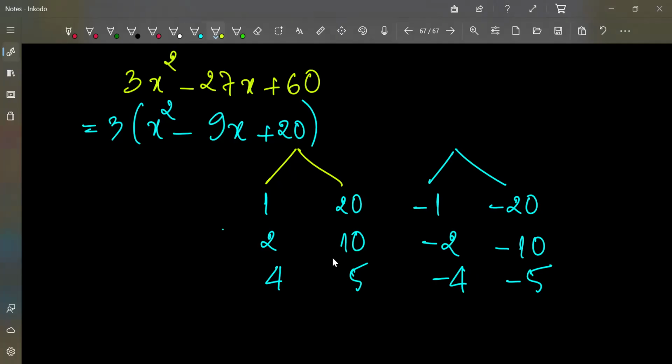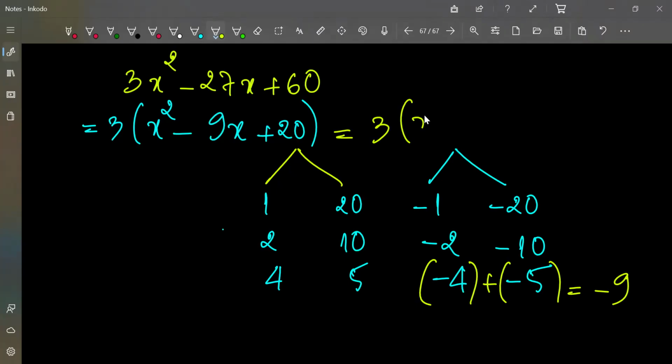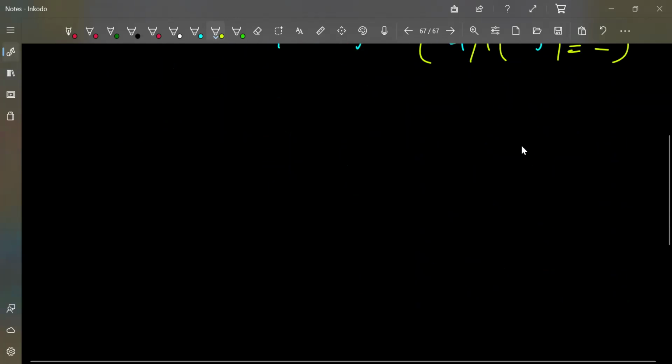After that, let's check which pair adds up to negative 9. You see, the last pair, when we add it, equals negative 9. So these are the numbers that we are looking for. So our expression becomes 3 multiplied by x minus 4 and x minus 5. Okay, so now let's move to another exercise.